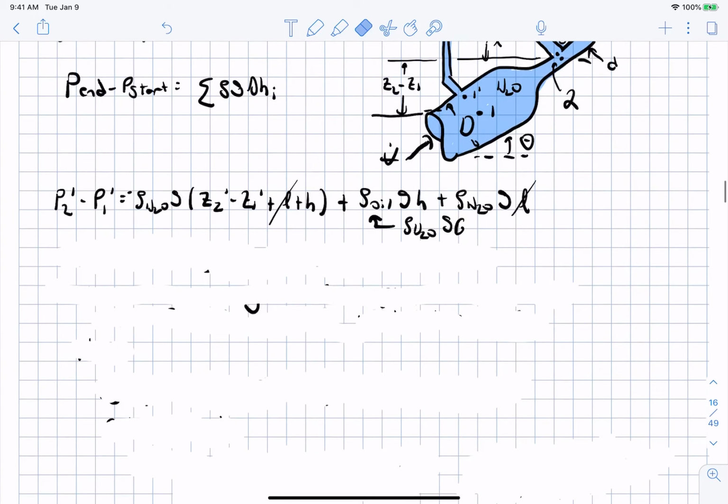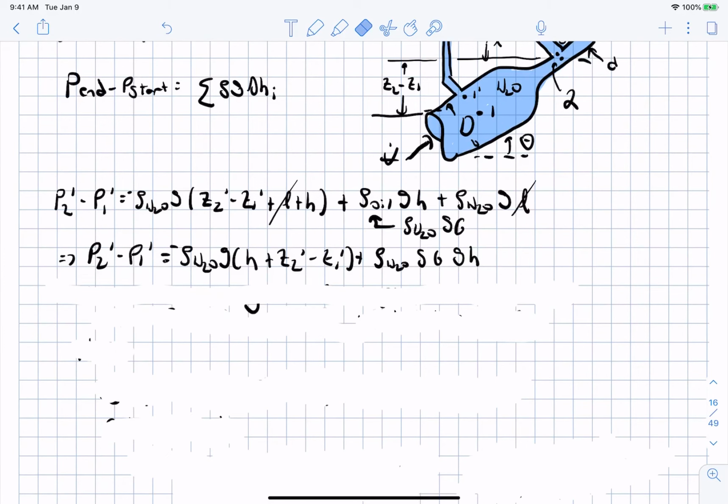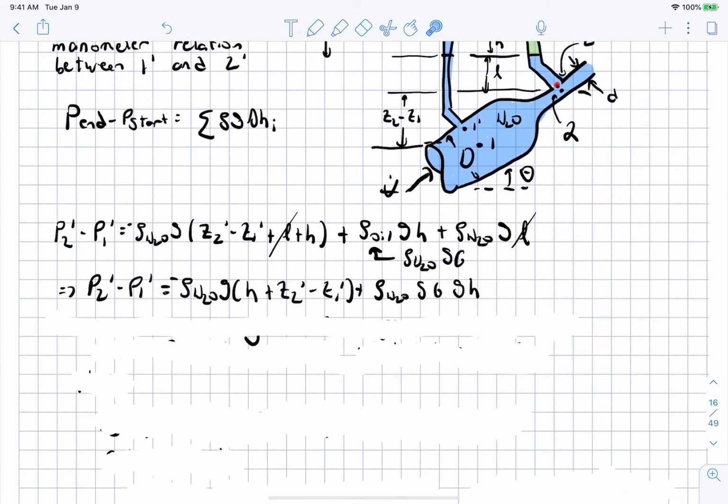Okay, and so now this implies, we can simplify this a bit. This implies that P2 prime, which is right here, minus P1 prime, which is right there, is equal to minus this piece here, missing H, and just this piece here. Those are the only two that survive. And of course, I'm replacing rho oil with rho H2O times the specific gravity.